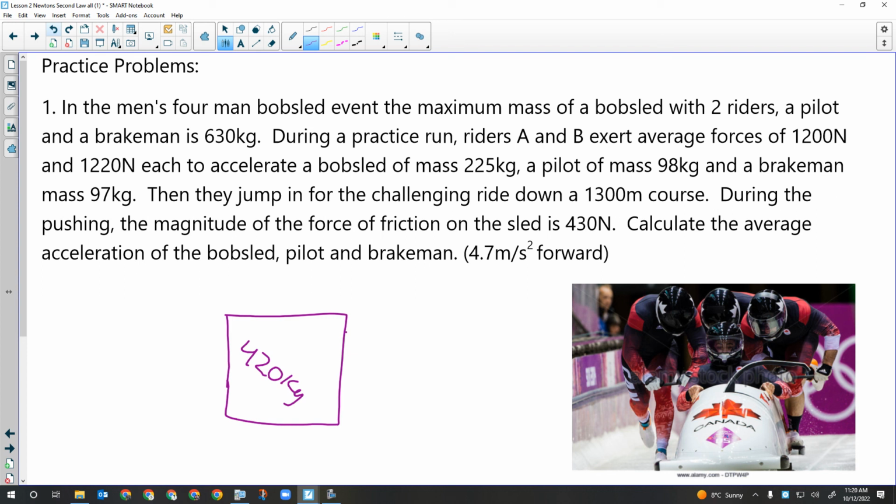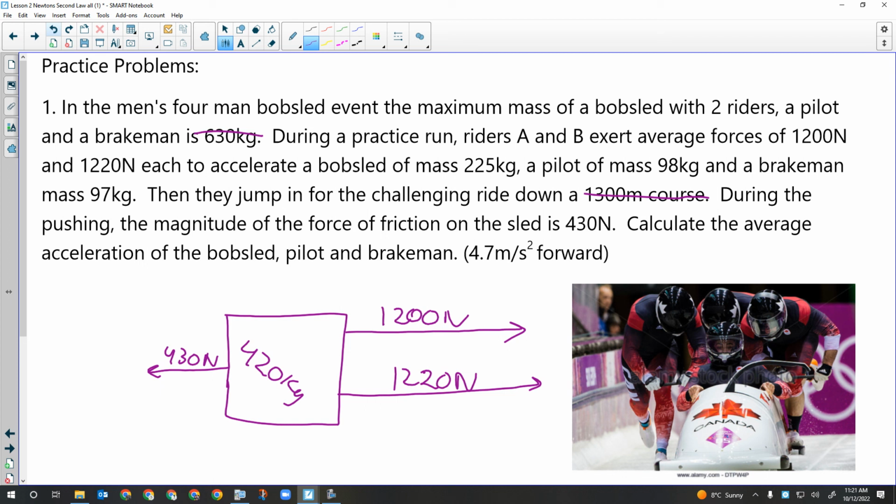Now, the 2 guys who are pushing exert these forces. They exert 1,200 and 1,220 newtons forward. Okay, and the force of friction acting on the sled is 430. All right, and then they all jump in for the ride down the 1,300-meter course. Not needed, not needed. Those two numbers are completely irrelevant, but thrown in there to see if they can confuse you.